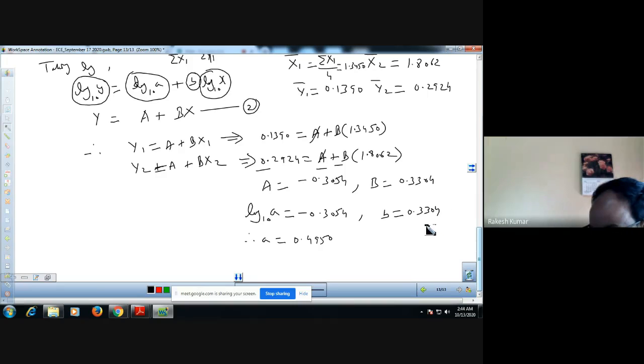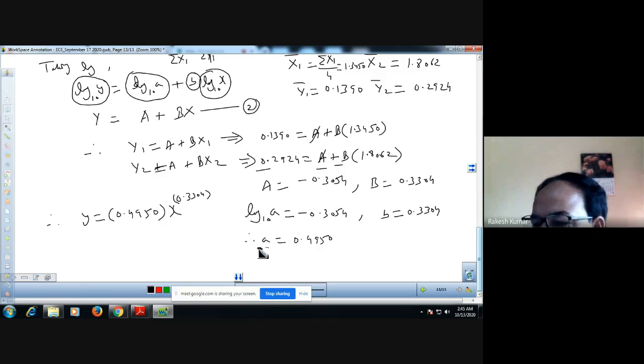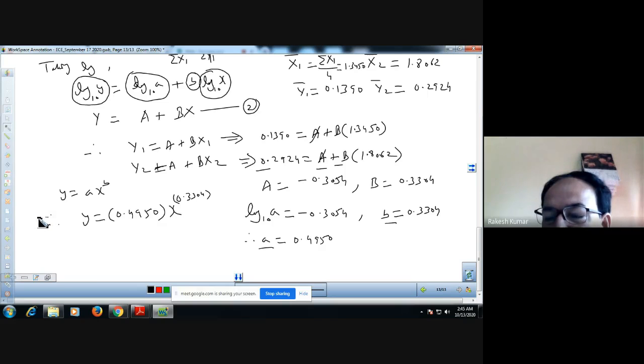0.3304. So the equation was y equal to a, that was 0.4950, x raised to power b, 0.3304. We have substituted the values of small a and small b in equation 1, and your equation 1 was y equal to a x to the power b. So this is the procedure to find out the equation. So this is your exponential equation, in which we have been able to find out a and b.